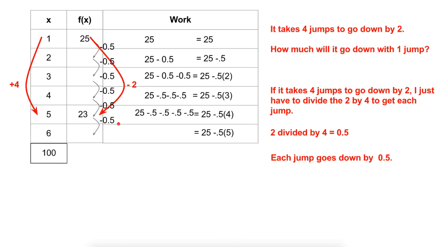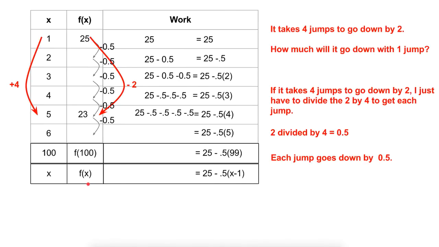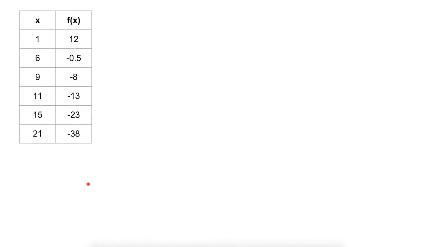So now, if we're looking for f of 100, we know we found a relationship here. It's easy. This number is 1 less than this number. So the part that's changing in our dependent variable is 1 less than our independent variable. So for f of 100, we should have 25 minus 0.5 times 99. With x, f of x is going to be 25 minus 0.5 times x minus 1. There we go.